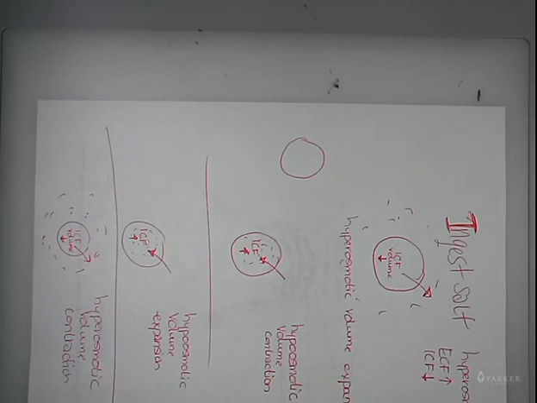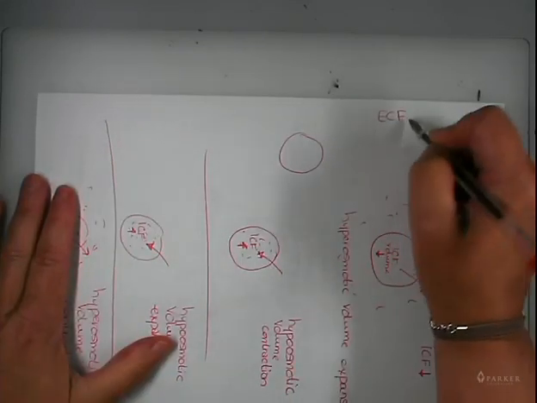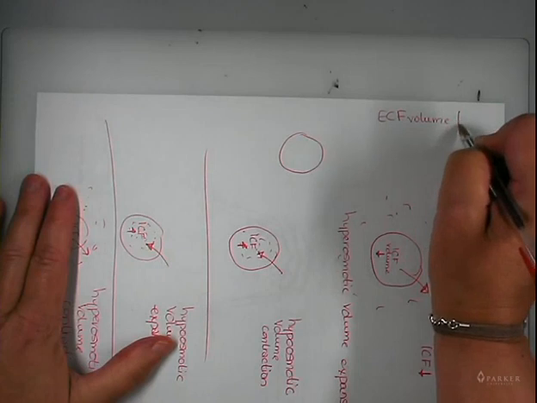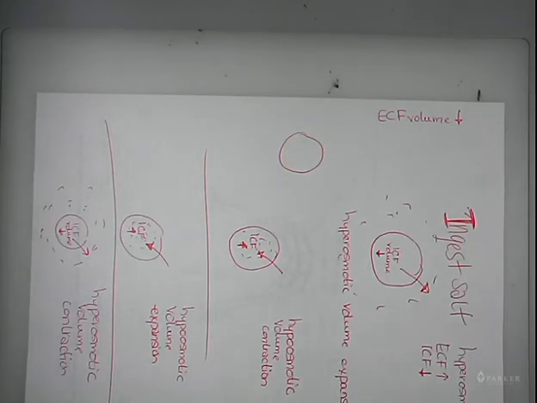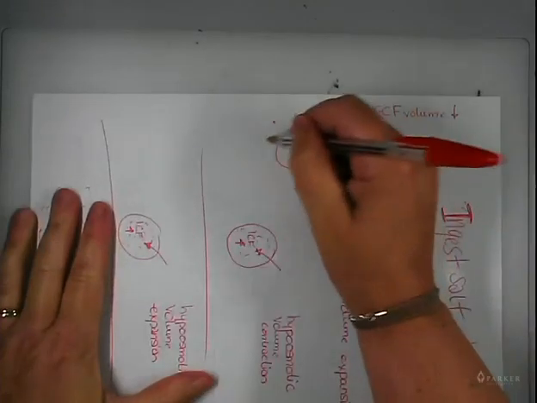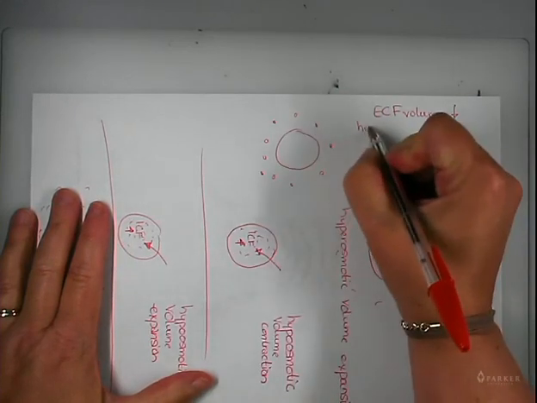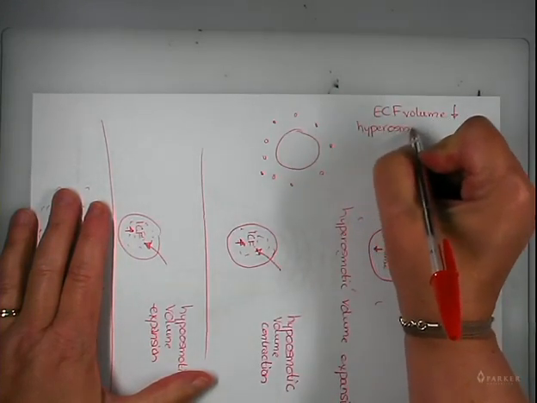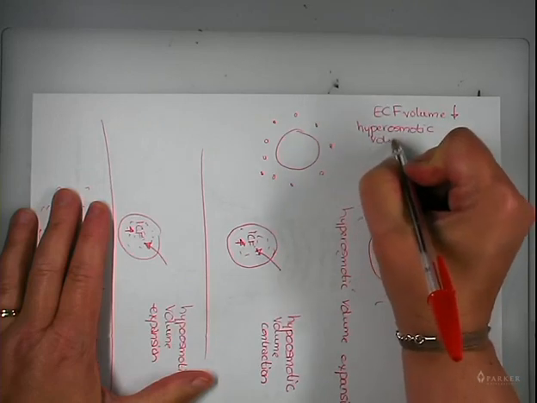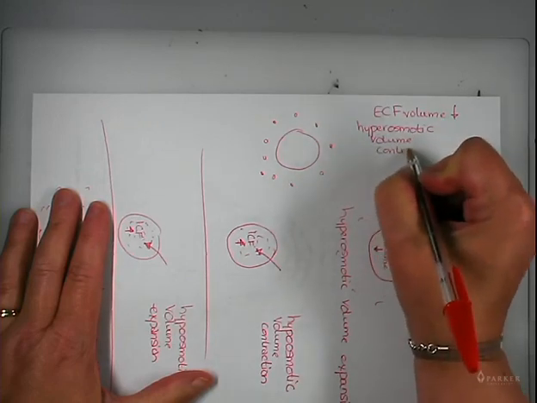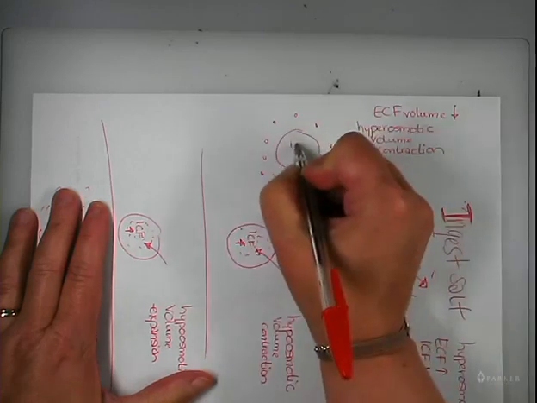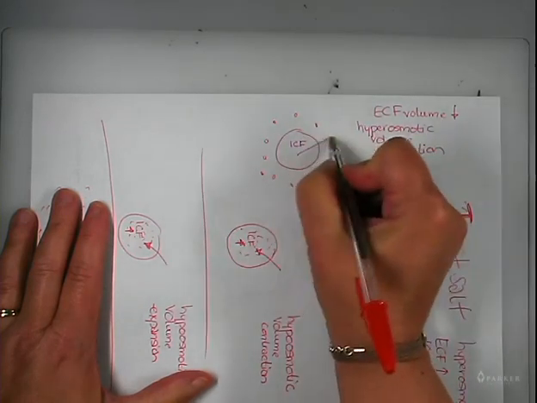So if I pee all the time, what's going to happen to my extracellular fluid volume? It's going to decrease. What's going to happen to the osmolarity of the extracellular fluid? It's going to increase, okay? Because I'm just losing more water. So this would be hyperosmotic volume contraction. What's happening to the ICF? It's going to go down.